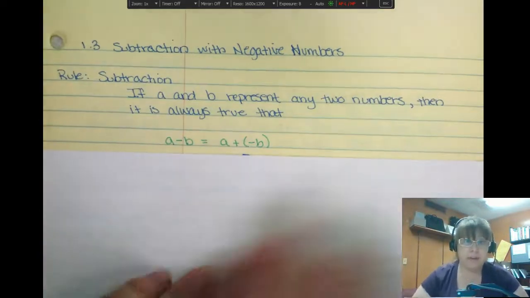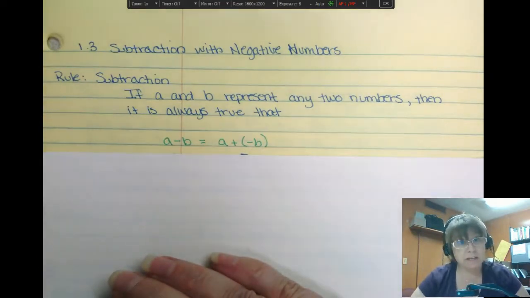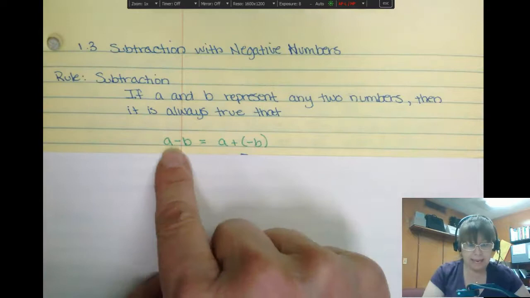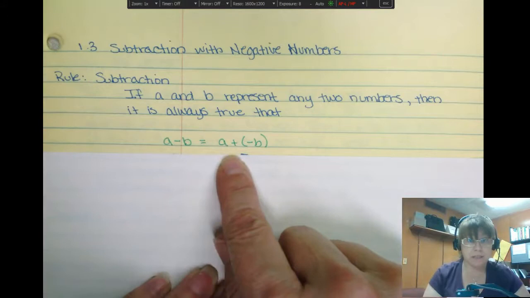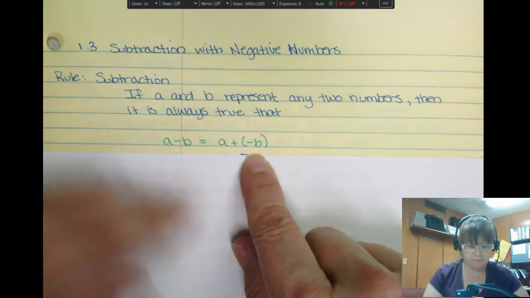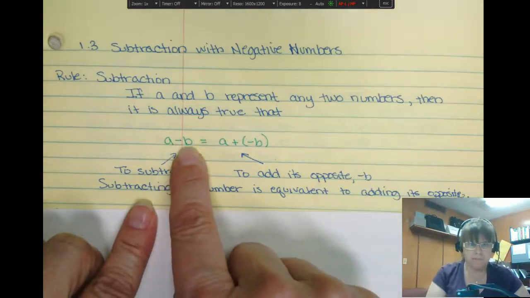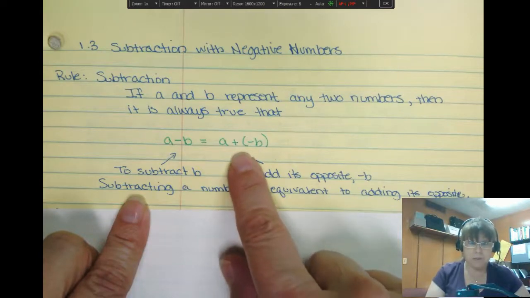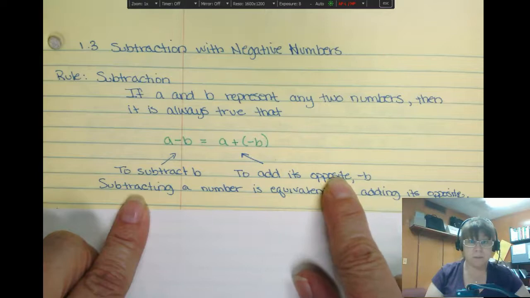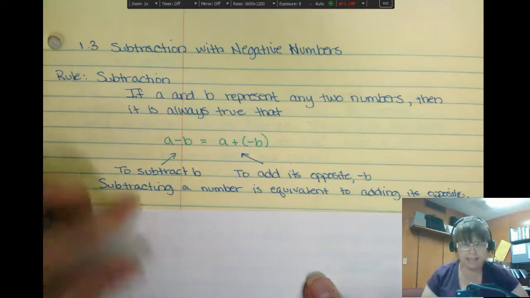Subtraction, if we think about it: if A and B represent any two numbers, then it is always true that A minus B we can write in addition as A plus the opposite of B. So A minus B is subtracting, whereas adding, we can add its opposite, and the opposite of B is negative B. So subtracting a number is equivalent to adding its opposite. Keep that in mind.